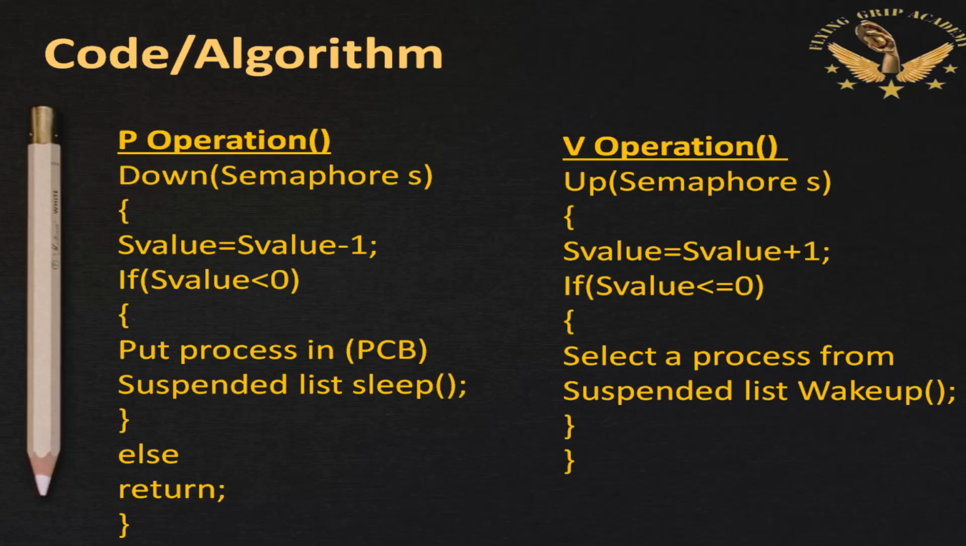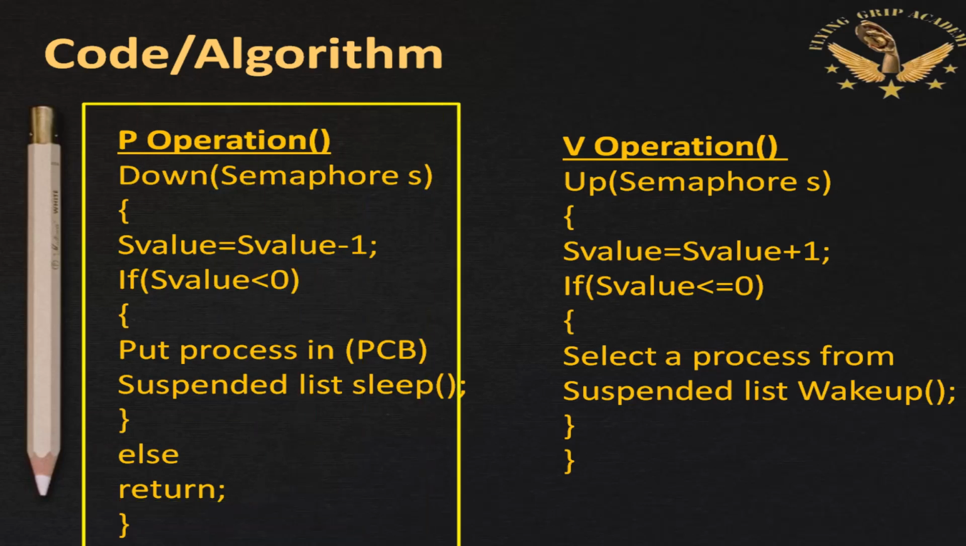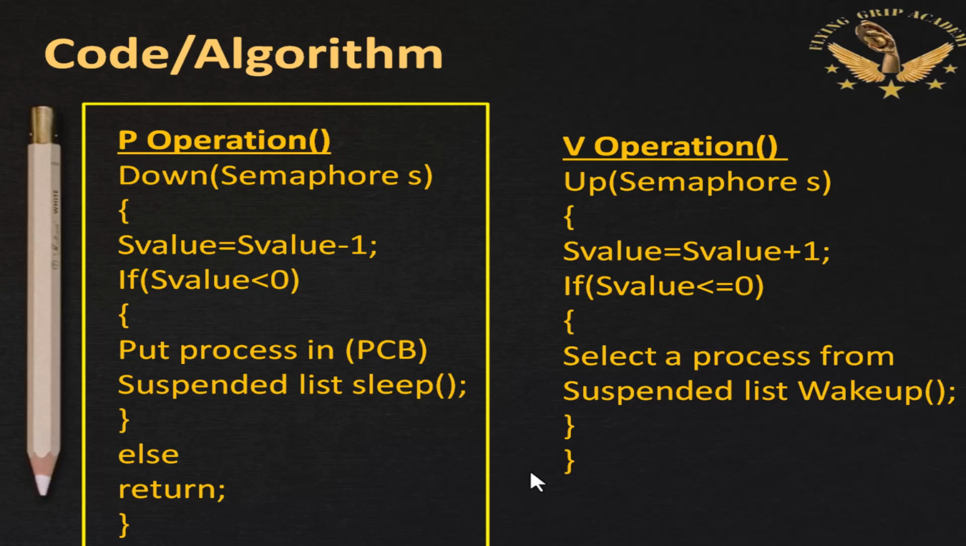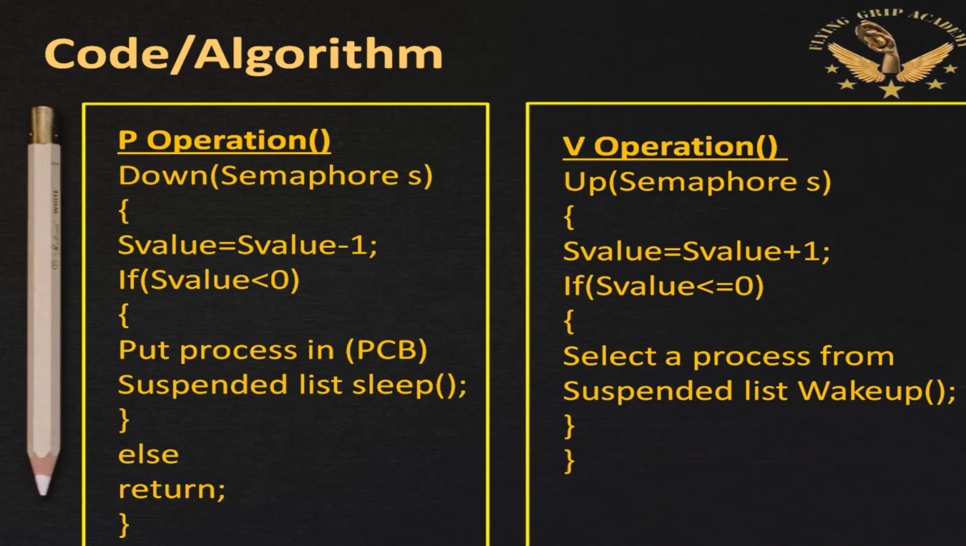Let us consider the code. Here we are performing the two operations, the P operation and the V operation. If we consider the P operation, what are we doing? The process enters into the critical section, so we perform the down operation. It means we are going to decrement the semaphore. For example, a value is set to the semaphore S.